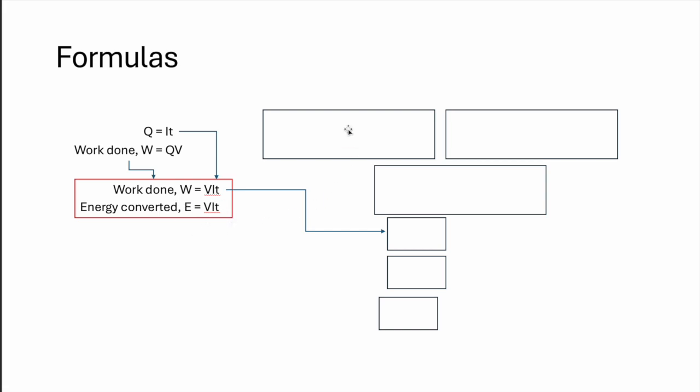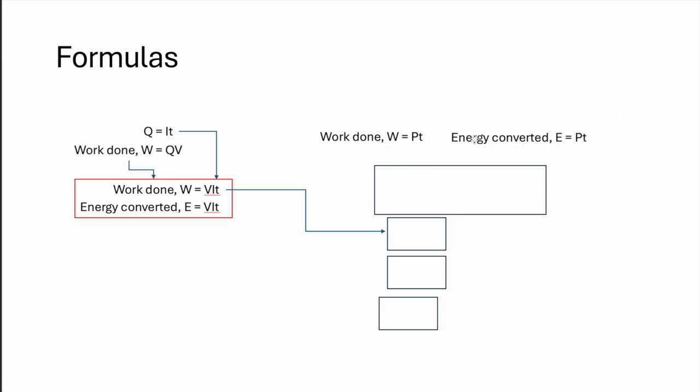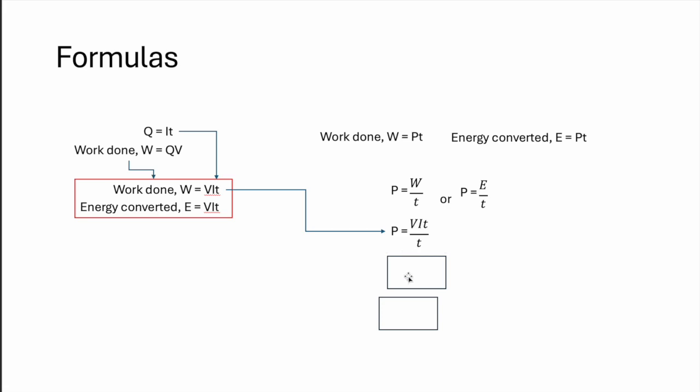From earlier chapters, power is the rate of doing work or rate of energy conversion, right? So P equals W over T, P equals E over T, and replacing W with VIt, we get this. T cancels out, P equals VI. These are the new formulas you need to know: vitamin E and P equals VI.